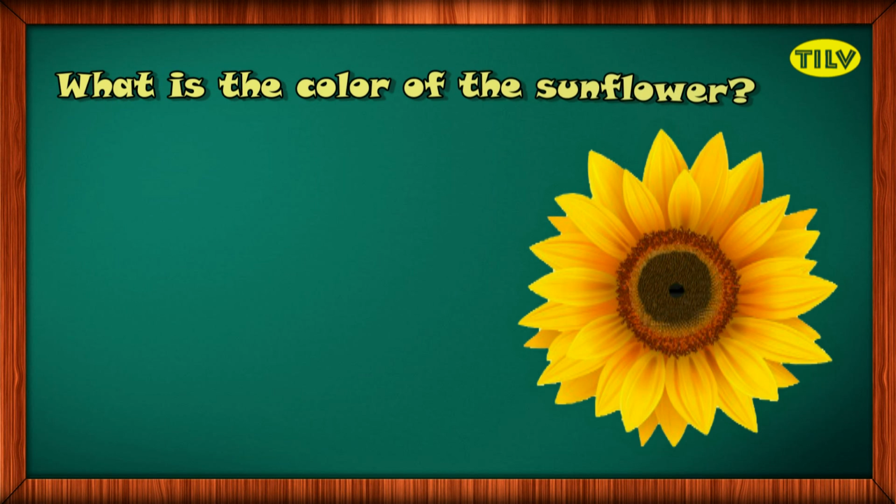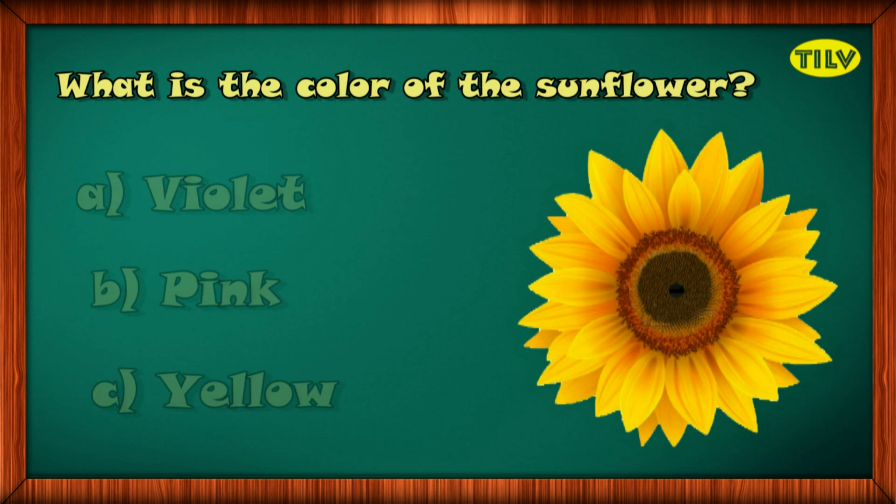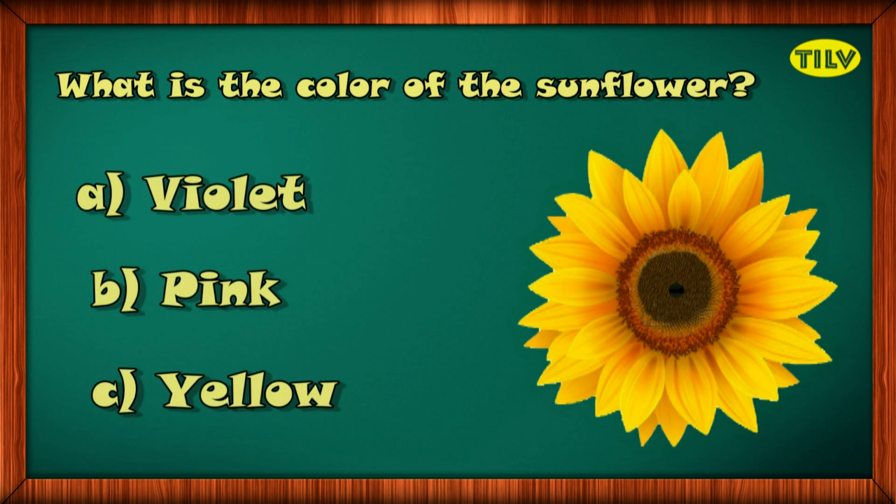What is the color of the sunflower? A. Violet. B. Pink. C. Yellow.